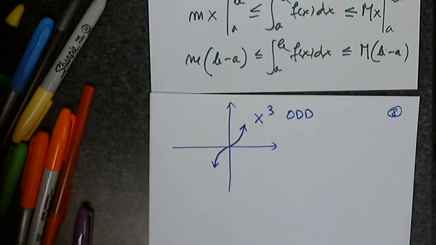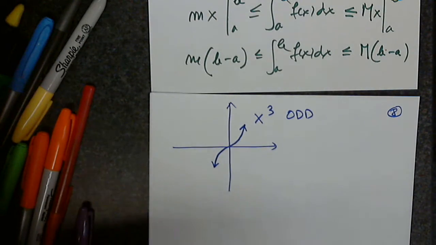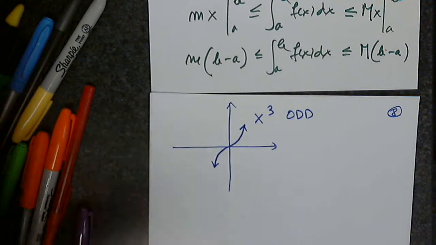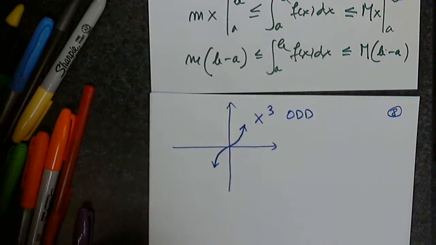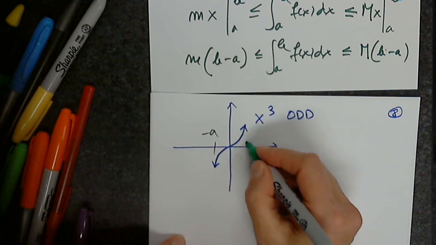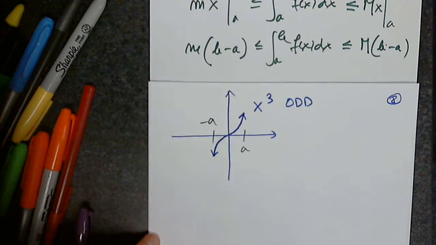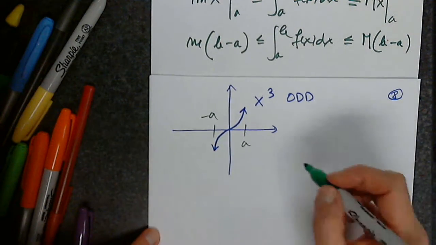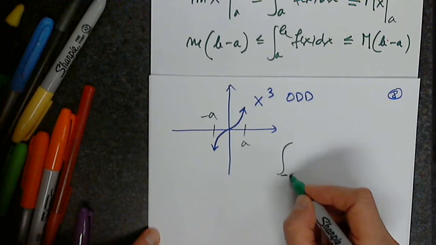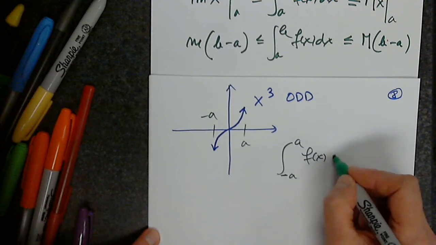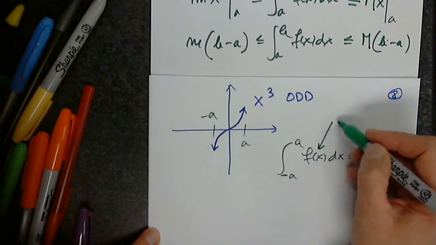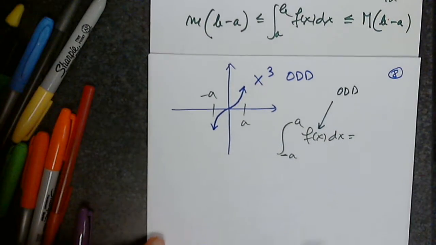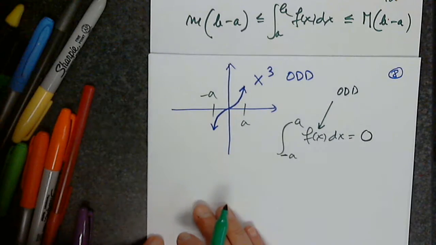And let's suppose, and this is crucial, the interval is symmetric. When we talk about a symmetric interval about the origin, we mean between -3 and 3, or between -5 and 5, or between -10 and 10, and so on. So I will say between -a and a. What do you think the integral from -a to a of f of x dx will be when the function is odd? 0. Do you all agree?